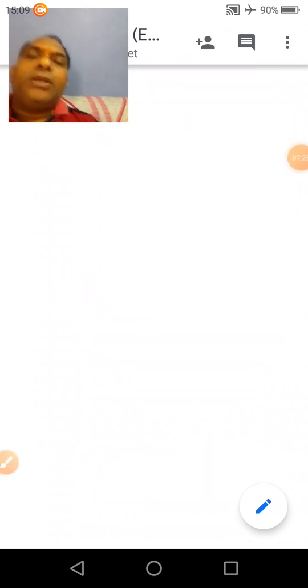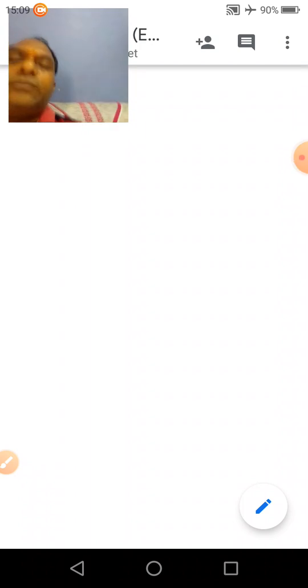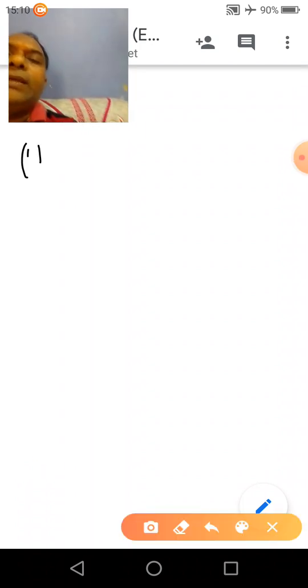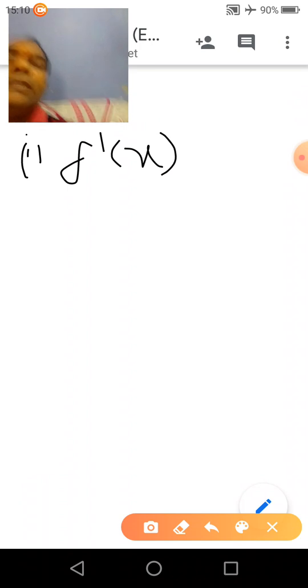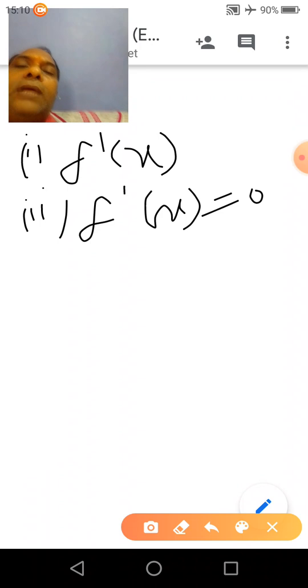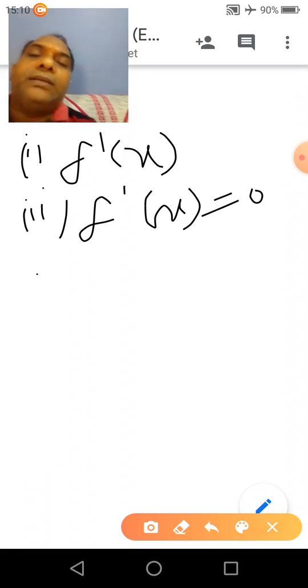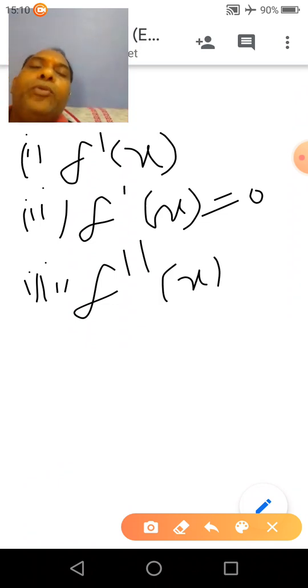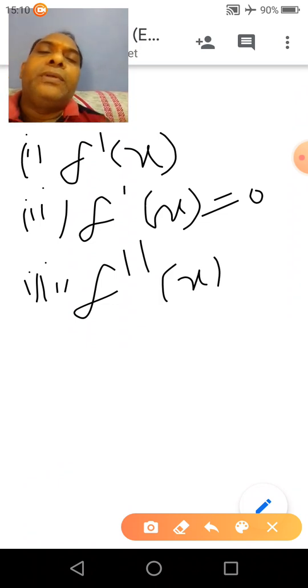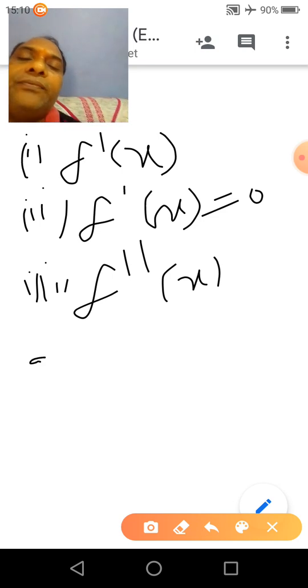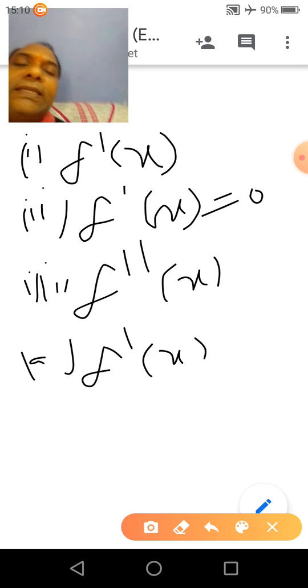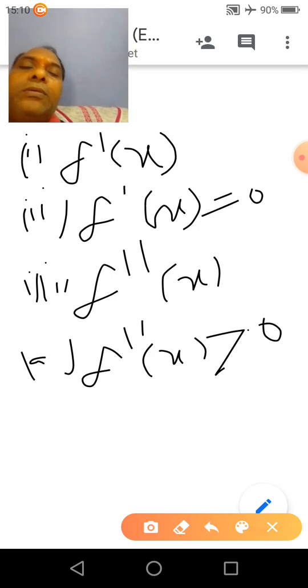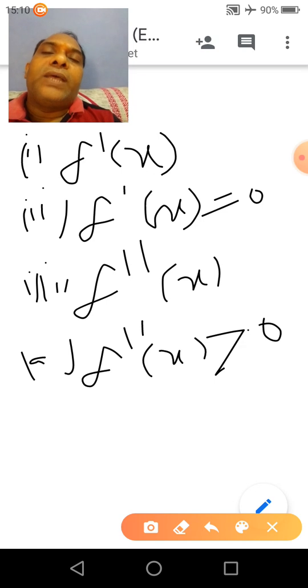Now according to the second derivative test, firstly we have to find f'(x), then put f'(x) equal to 0 and find the value of x. Clear? Then find f''(x) and put the obtained value of x in f''(x). Clear?